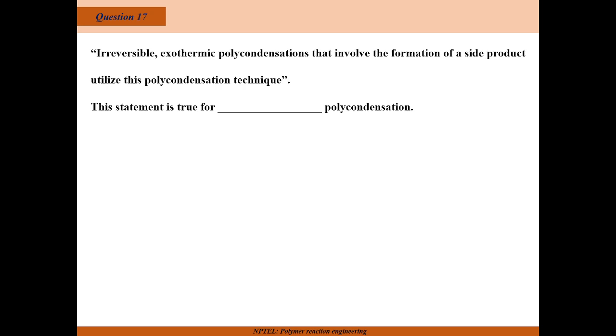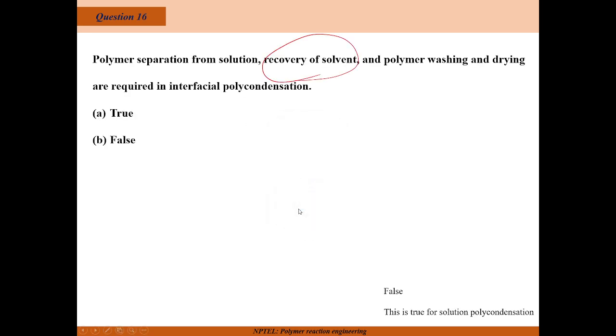Let's go for the other question. Sorry to interrupt, can you please go back to the last one? Go back to question number 16. Polymer separation from solution, recovery of solvent. Here, the polymer separation from solution has been indicated.